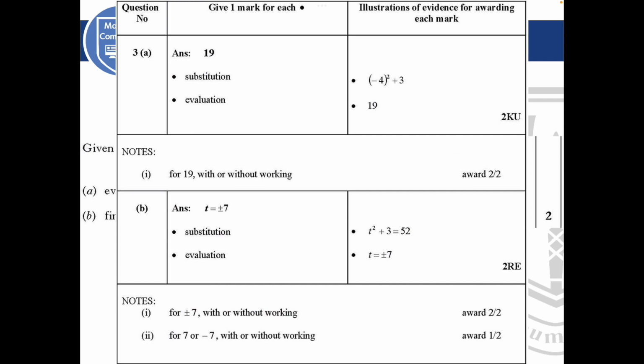So marking scheme, this is quite an old question, so it looks a little bit different to the marking schemes that we see nowadays. But basically one for substituting into the function to start with and then getting your evaluation or working out 19. And then for the second one, making it equal to 52, and then solving that process. It does say plus or minus 7 there. I should have said that the square root of 49 can be positive or negative 7. So it's just highlighting the fact that that could be the case here.